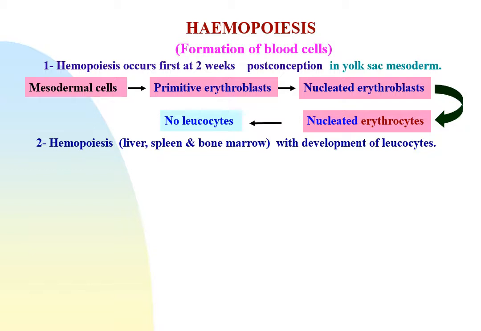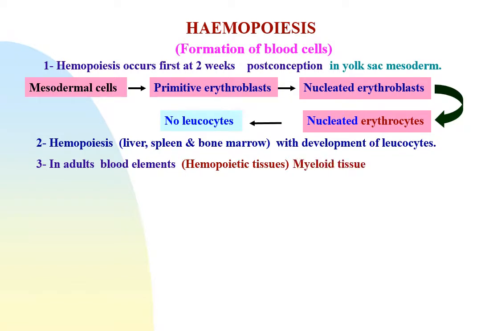At birth, the liver and the spleen cease to participate in hemopoiesis, except in certain rodents and some pathological conditions. In adults, however, blood elements are formed in the hemopoietic tissues, which include the myeloid tissue, bone marrow, and lymphatic tissue, spleen, lymph nodes, and thymus.